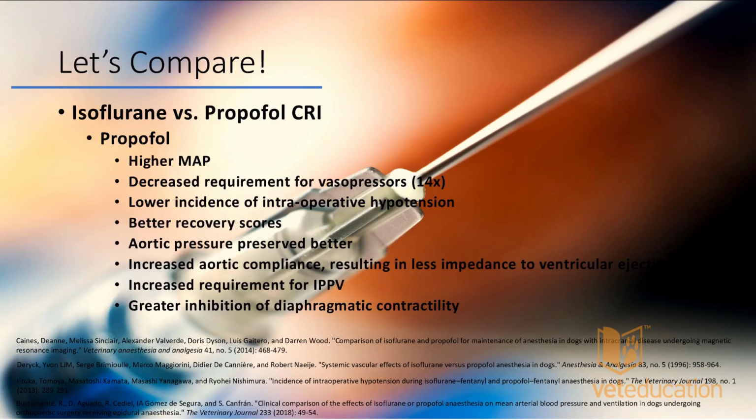Now, this comes from a couple of studies, but in essence, the summary of the findings was that patients who had a propofol continuous infusion as total intravenous anesthesia, versus those patients that were maintained with isoflurane alone, had a higher mean arterial pressure. They had a decreased requirement for vasopressors, and it was quite a significant decrease, 14 times less requirement for vasopressors than patients that were maintained on isoflurane.